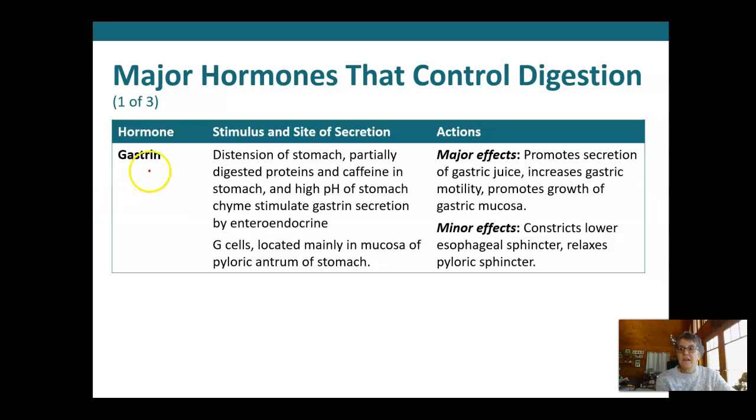When it comes to this hormone gastrin, it's coming off of those neuroendocrine G cells in those gastric pits of the stomach, and the stimulus for this is distension of the stomach. Caffeine also increases stomach activity, and a high pH also stimulates the secretion of this hormone.